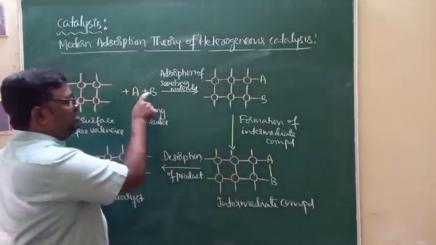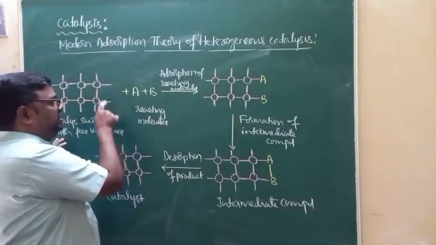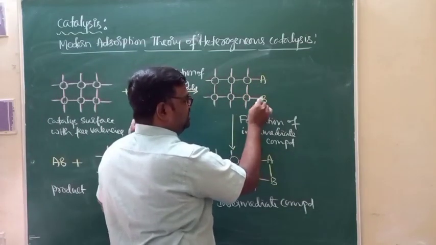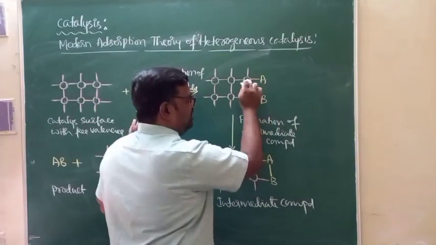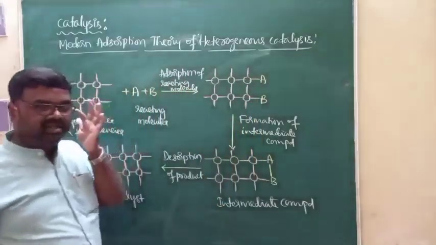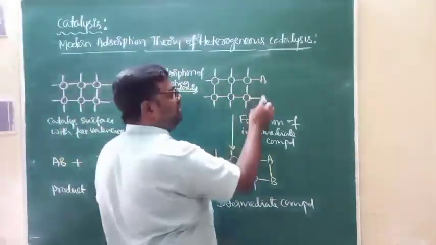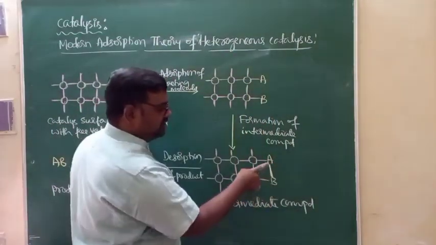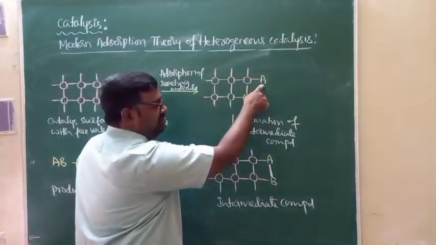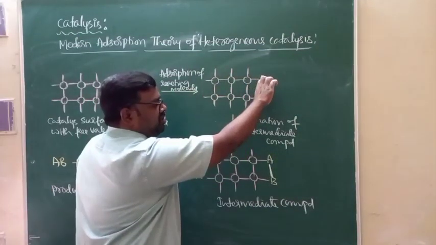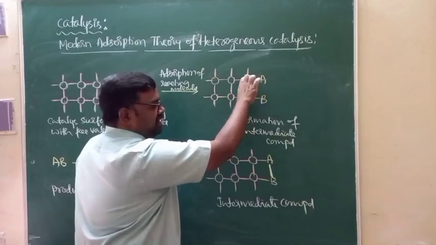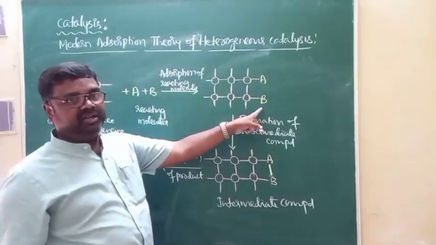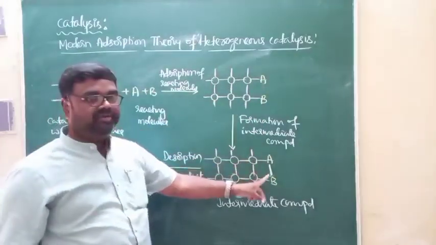Observe here, A and B are the reacting molecules. They are going to adsorb, to be attached to the surface of catalyst. A is attached to this, B is attached to this. That is, A and B reacting molecules undergo adsorption over the surface of catalyst. Just observe here, I am not showing any bond between A and B. Here, A and B molecules are just adsorbed on the surface of catalyst, and once the adsorption of reacting molecules takes place, these adsorbed reacting molecules undergo chemical reaction to form intermediate compound.